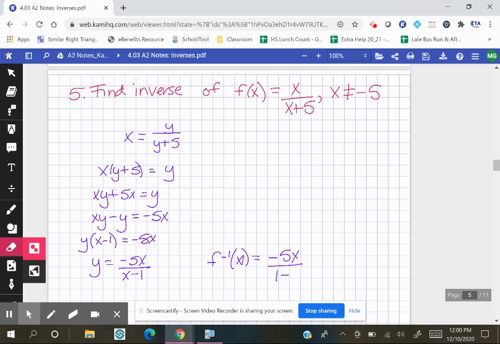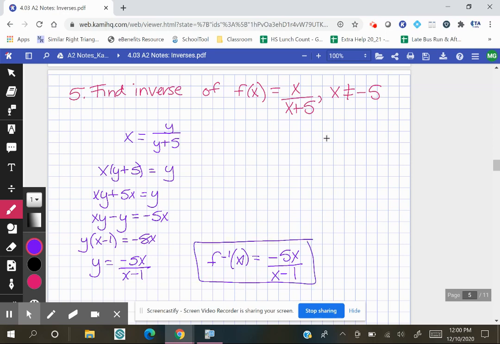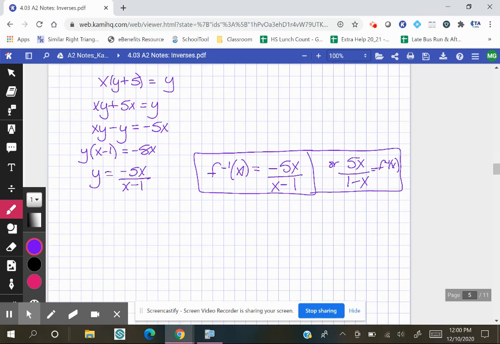Negative 5x over x minus 1. Or if you had 5x over 1 minus x, that would be fine too. Same thing. All right.